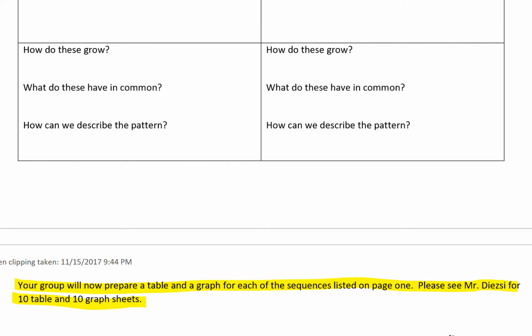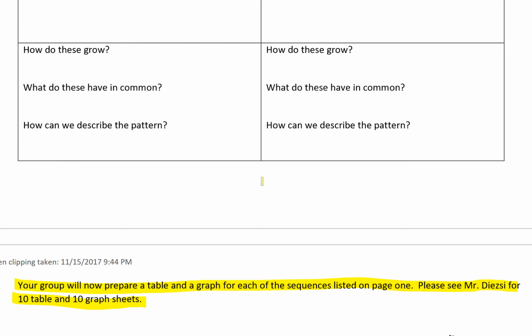So what I want you to do now is to prepare a table and a graph for each of the sequences listed on page 1. And in my notes here it says, please see Mr. Daisy for 10 table and 10 graph sheets. But what I decided to do instead was put 4 of the tables and 3 or 4 of the graph sheets in each of your packets. So as a table group, you have enough tables and graphs to complete this. I'm not expecting that each of you have a complete set, but I am expecting as a group that you have a set together.